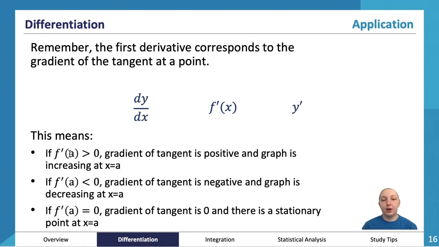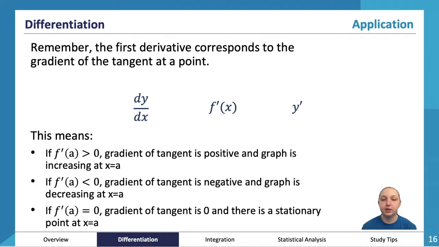So if our f dash a is greater than 0, what this means is that the gradient of the tangent is positive, and that means that the graph is increasing at the point x equals a. It's super, super important that you remember that this is looking at just a particular point. So we're just looking at x equals a as one particular point. We're not looking at the function as a whole.